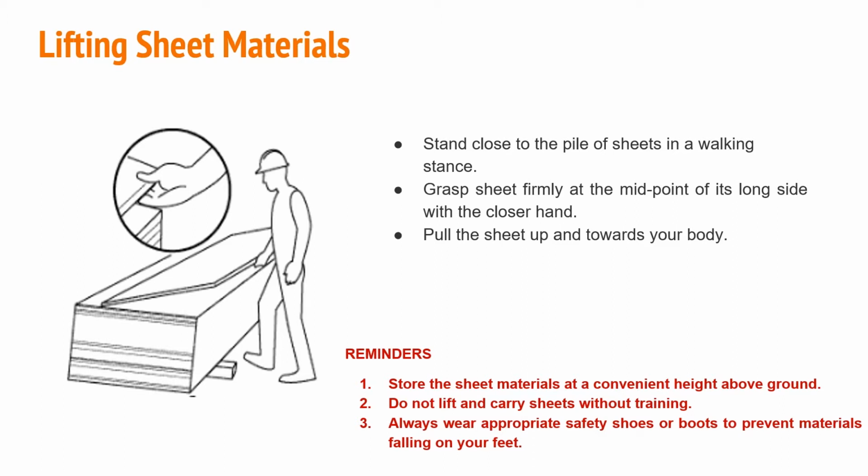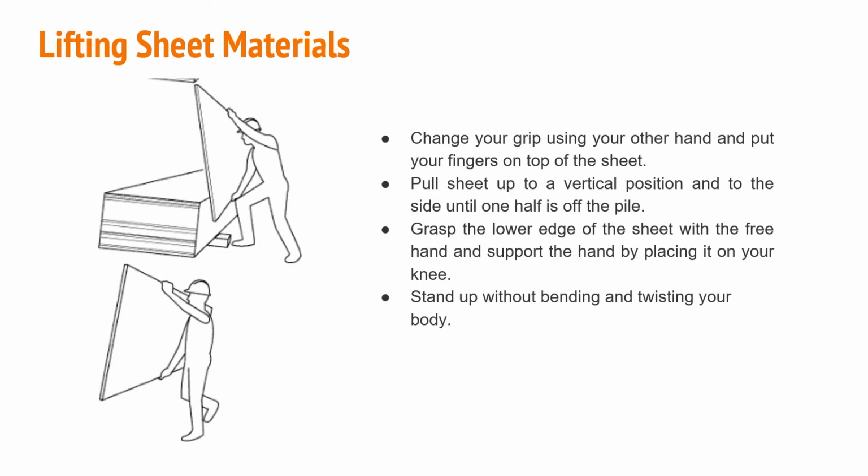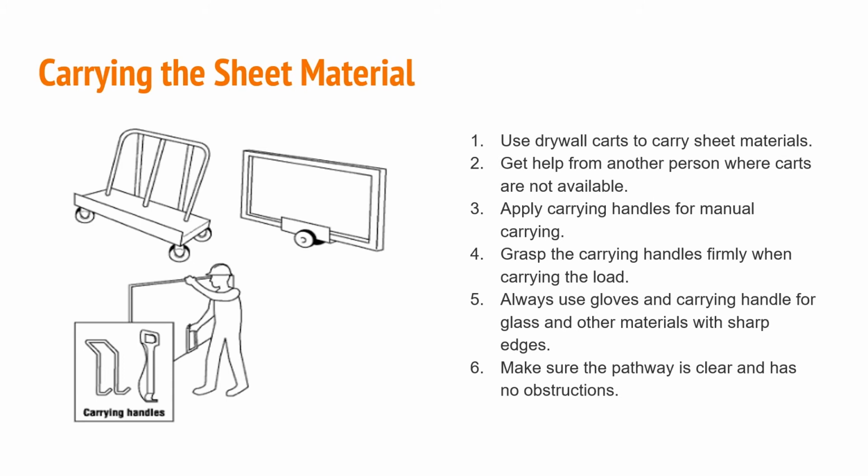So in lifting sheet materials, first, you need to stand close to the pile of sheets in a walking stance. Grasp the sheet firmly at the midpoint of its long side with the closer hand. Pull the sheet up and towards your body. Then, change your grip using your other hand and put your fingers on top of the sheet. Pull the sheet up to a vertical position and to the side until one half is off the pile. Grasp the lower edge of the sheet with the free hand and support the hand by placing it on your knee. Stand up without bending and twisting your body. So in carrying the sheet materials, it is not advisable to carry it without any aid.